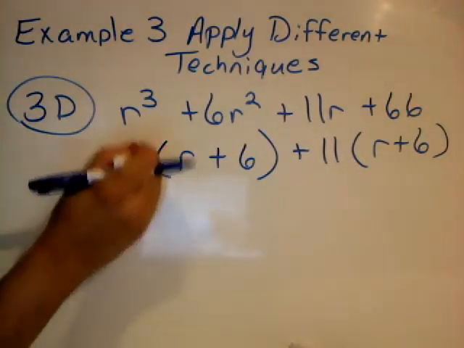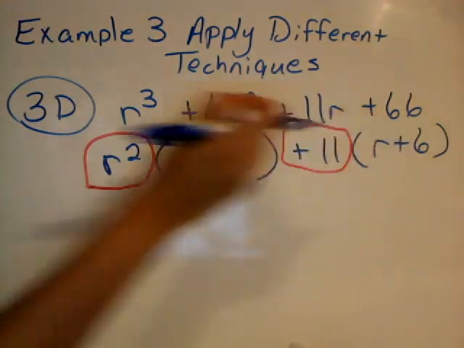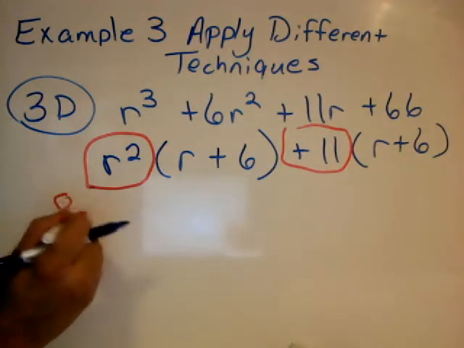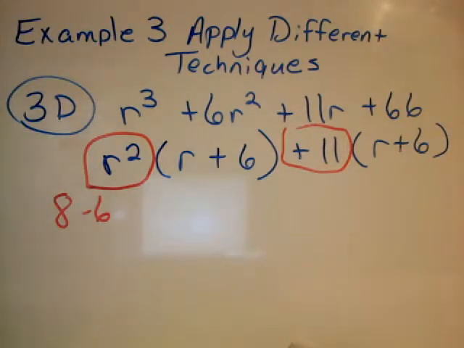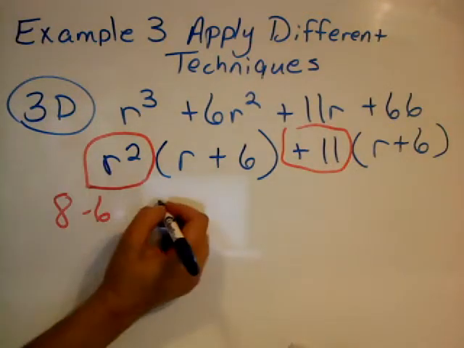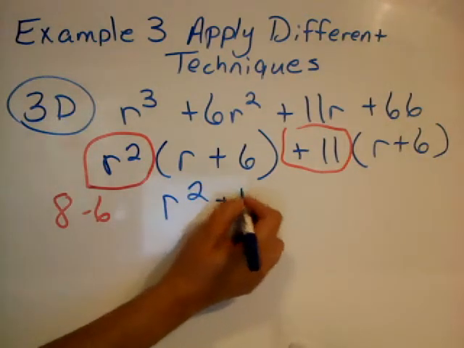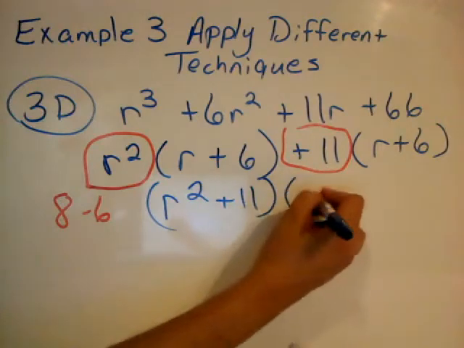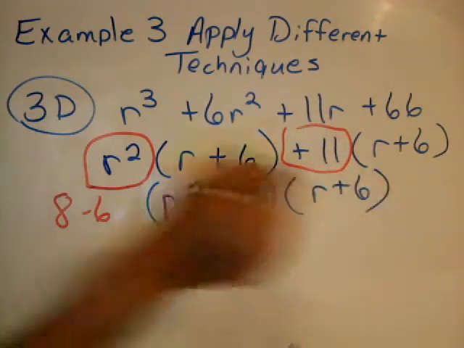And then all I have to do is put everything together. Again, this is referencing back to that 8-6 lesson. So if you need to review, I know I keep saying it, but everything in algebra builds upon each other. So if you need to reference back, make sure that you do. R squared plus 11 times r plus 6.